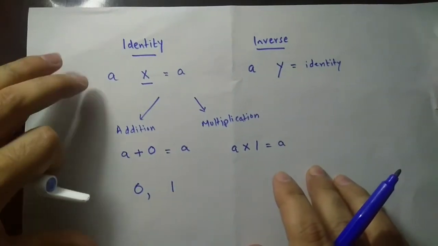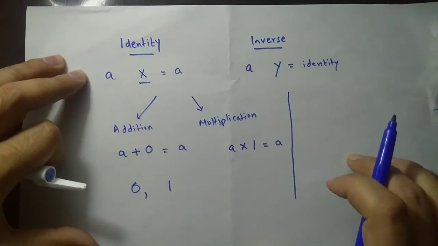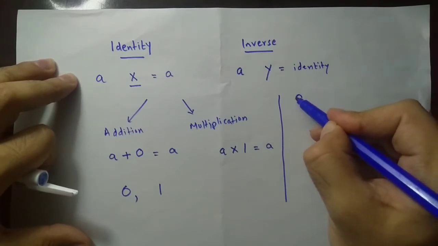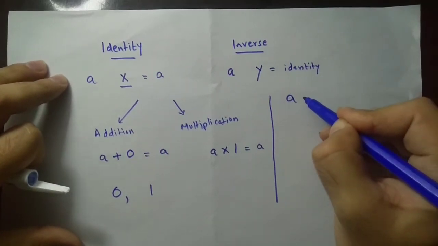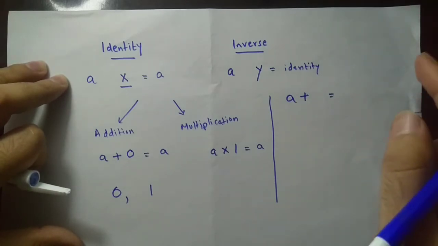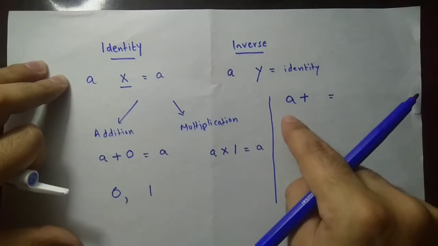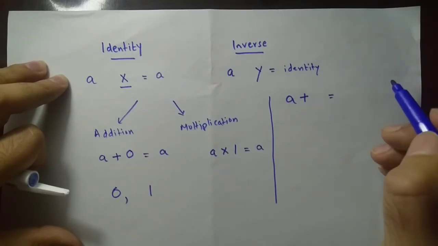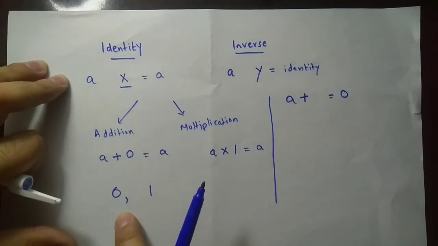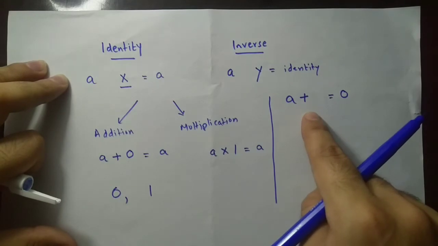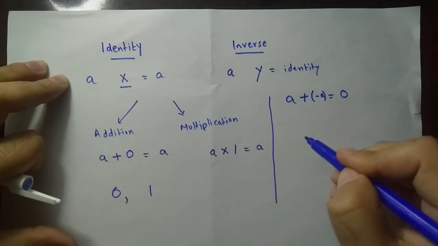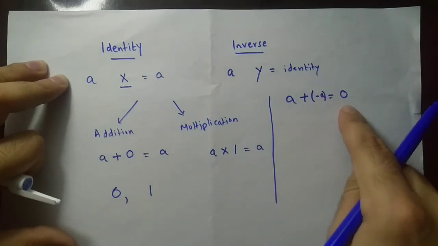Now let's move to inverses. Now in case of inverses, what is that specific number? Say I have a number a. Now what is that specific number which when added to a, since I'm talking about additive inverse, will give me the additive identity, and that additive identity is 0, which we studied a little earlier. So what is the number which when added to this a will give you 0? That number is negative a. a plus negative a is equal to 0.